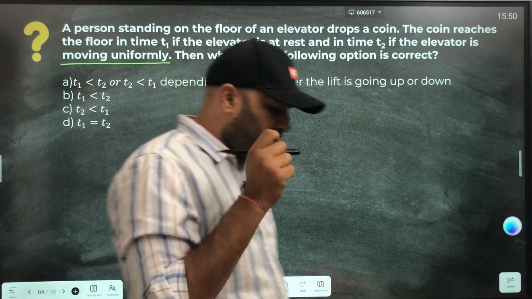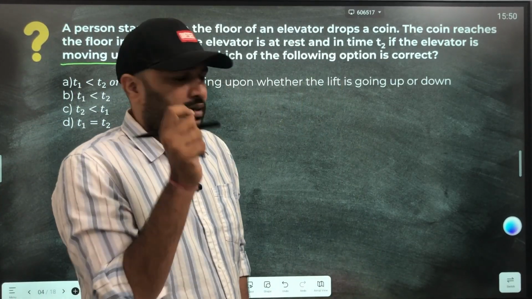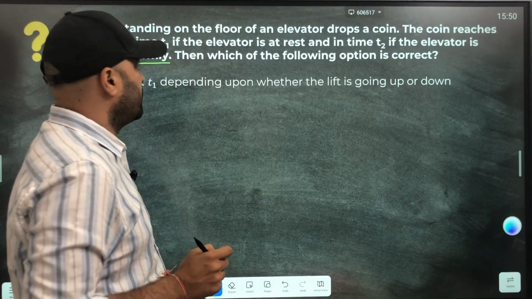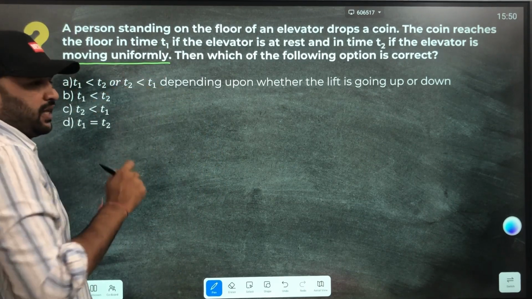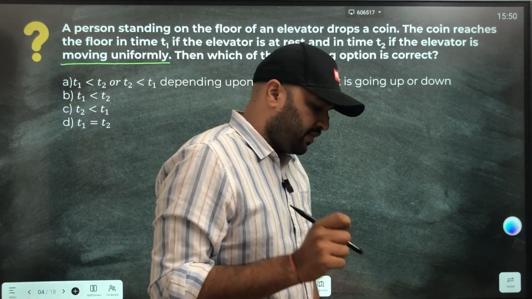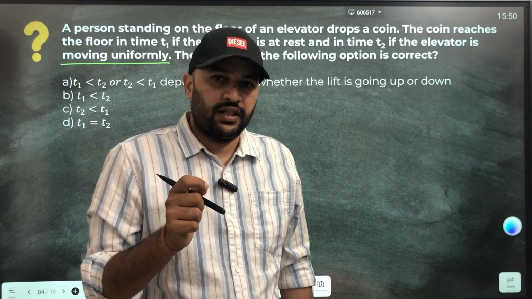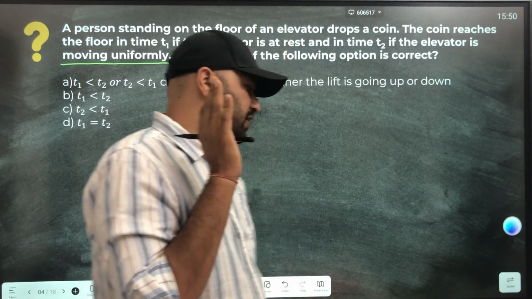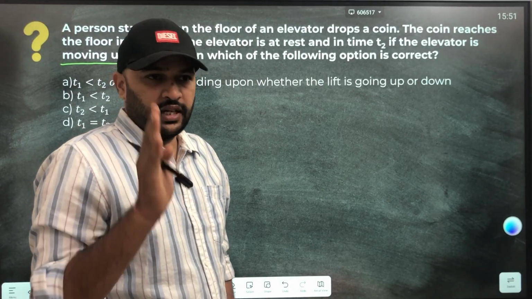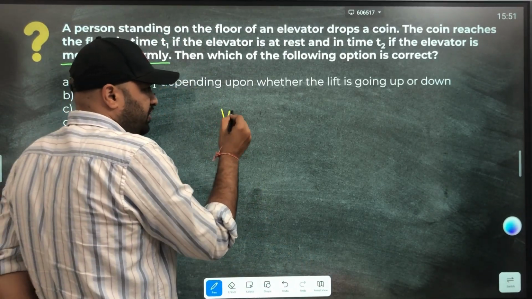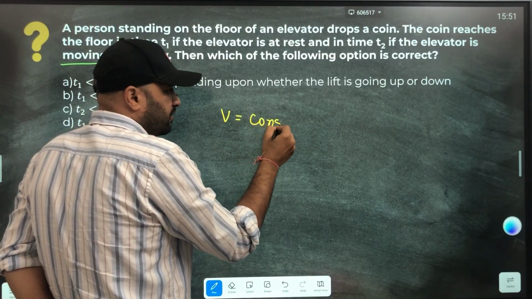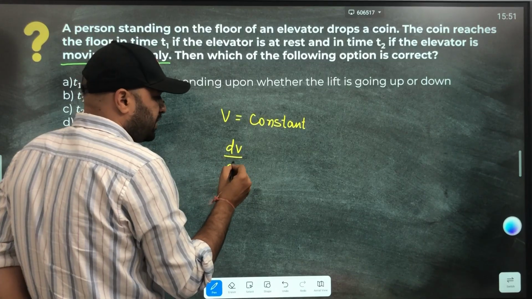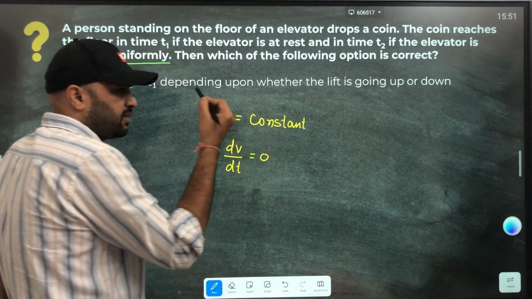So many students go wrong here with this basic point. What is the problem with this part? Moving uniformly. If it is moving uniformly, which means it moves with a constant velocity. And if something is moving with a constant velocity, what will be the acceleration? So the acceleration will be 0. Let me repeat again. If the velocity is constant, the first derivative of this will be 0, because the derivative of a constant is 0. It's not changing with time. It's a constant.